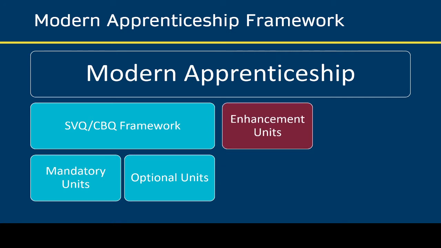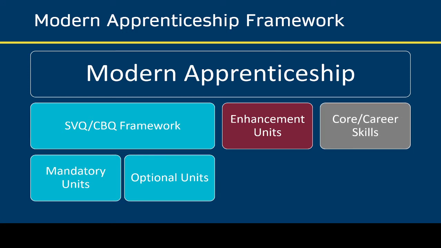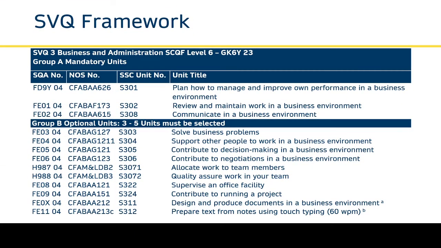You've also got enhancement units. Enhancement units typically are an additional unit from another framework other than the framework which you are completing. Well, this may vary from qualification to qualification. And the third component is your core or career skills. So if the SVQ that you're completing is at SCQF level 6 or below, you'll be doing core skills. If it's above SCQF level 6, then you'll be completing career skills as part of that third component. So those are the three components that make it up.